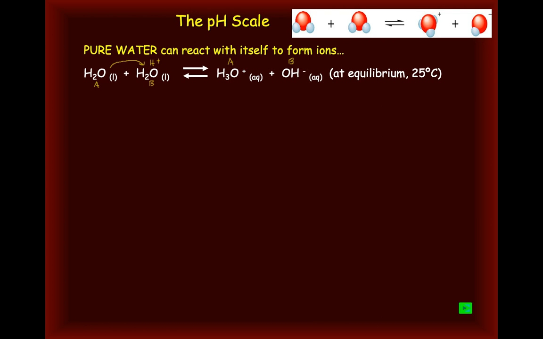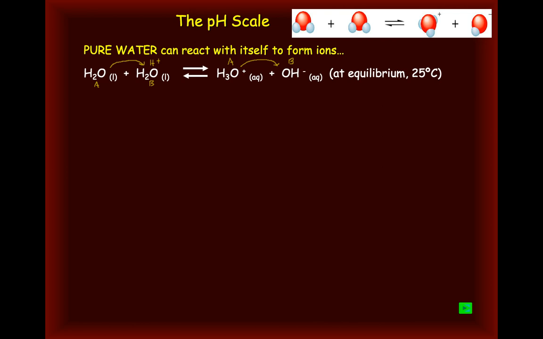So if you look at this from this standpoint, this happens, I don't know, maybe twice out of a billion collisions. And then you would simply trade that proton back and go backwards and create water molecules again. So this is continually taking place in liquid water, and there's nothing you can do about it. This is just a naturally occurring thing.